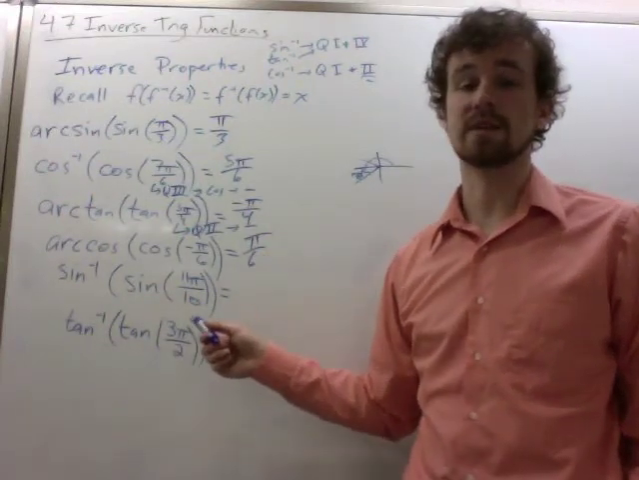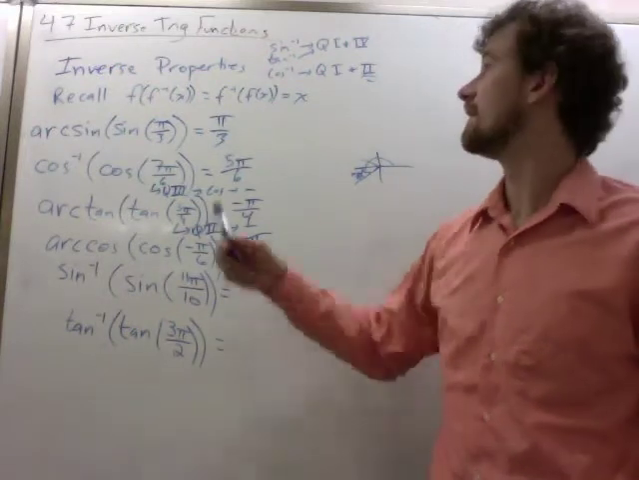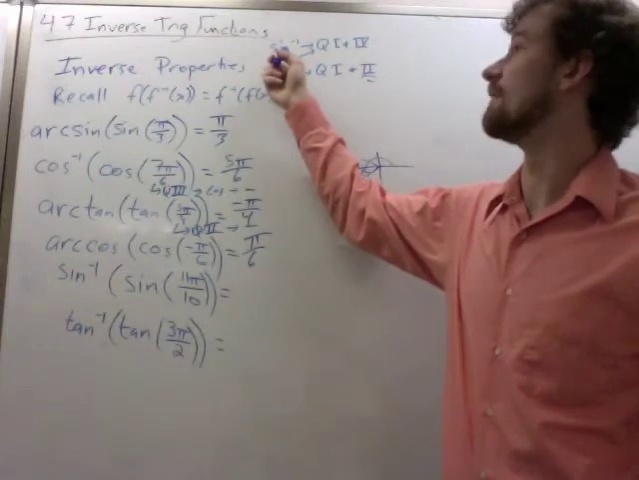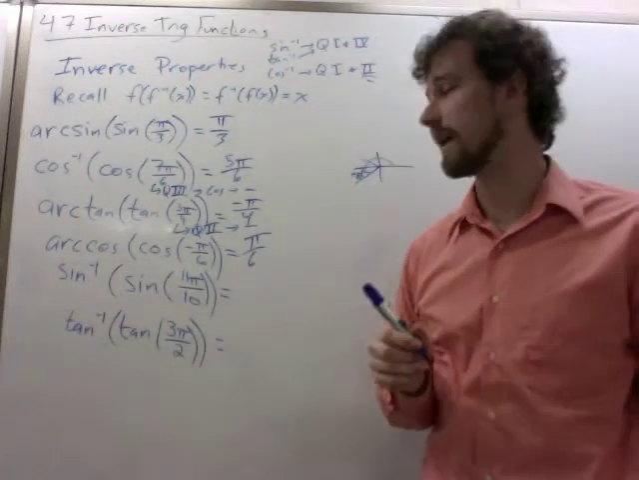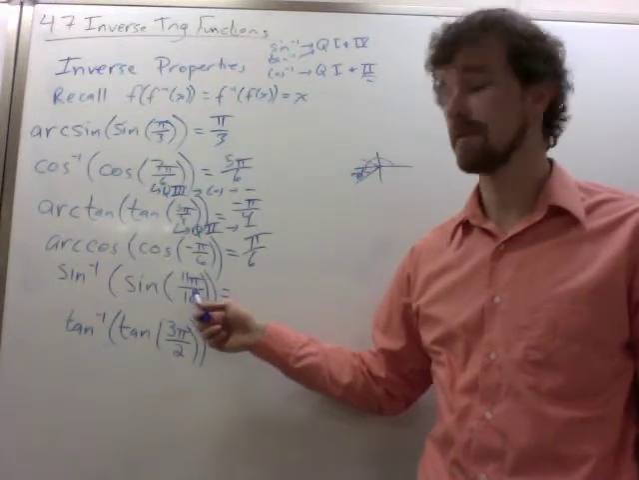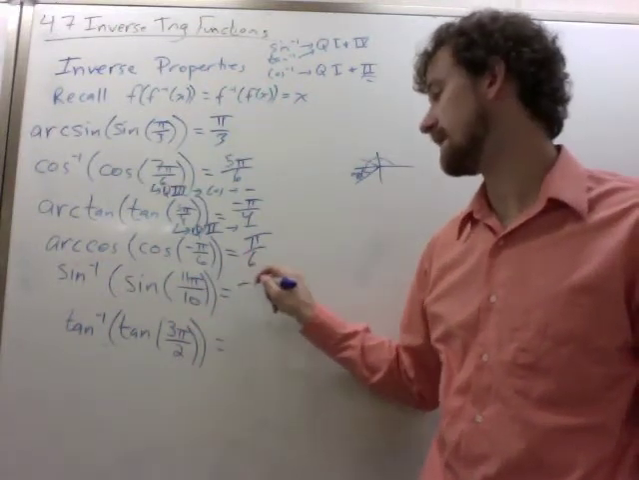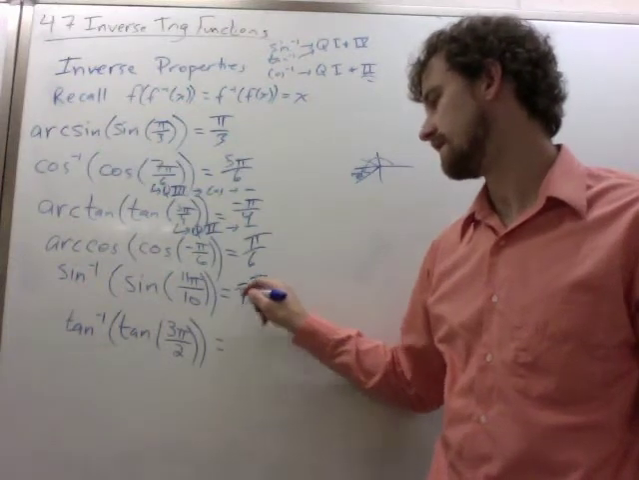11 pi over 10 is in quadrant 3. Sine is negative in quadrant 3. Inverse sine of a negative value is a quadrant 4 angle. So we want the quadrant 4 reference angle for 11 pi over 10. The reference angle for 11 pi over 10 is pi over 10, so this is minus pi over 10.